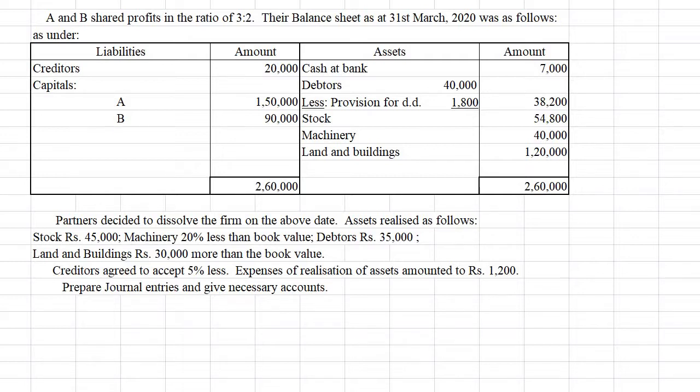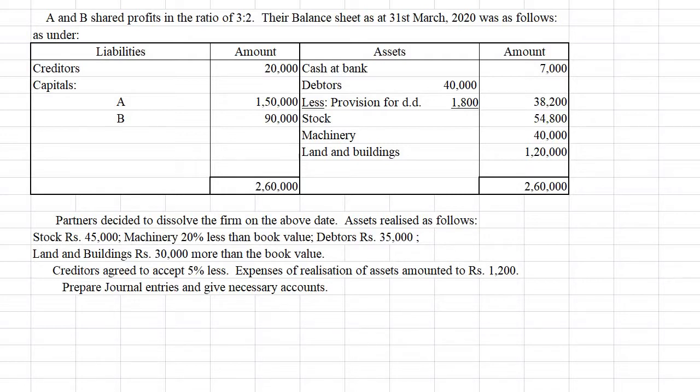And on the above date, the partners decided to dissolve the firm and assets realized as given here. Assets realized in the sense all these assets are sold in the amounts given here. Stock is sold at rupees 45,000. Machinery sold 20% less than the book value. Then debtors realized, that means amount collected from debtors, rupees 35,000. Land and building sold at rupees 30,000 more than the book value.